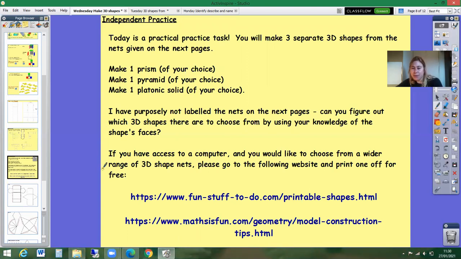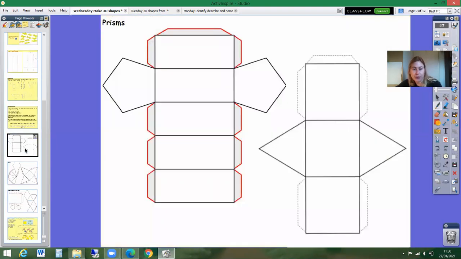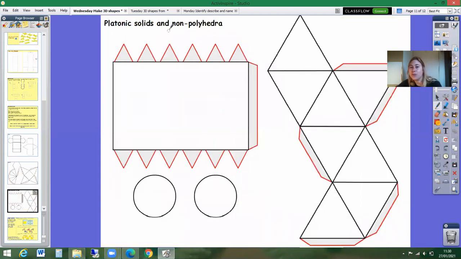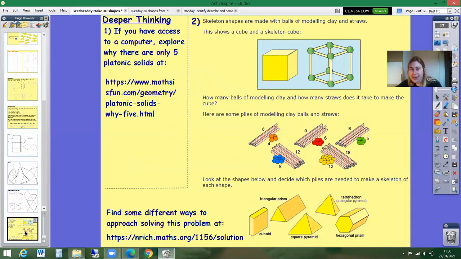And if you have access to a computer and you want to choose from a wider range of shape nets, please go to these websites, because you can print another net off for free. So this is funstufftodo.com. That's where you'll find lots of other 2D shape nets. And this one, mathsisfun.com, this is where you'll find more platonic shape nets. Okay, so you'll see you've got some prisms to choose from, some pyramids to choose from, and some platonic solids and non-polyhedra. Okay, so a non-polyhedra, remember, is where you've got one of those curved faces. Finally, there's a deeper thinking challenge.